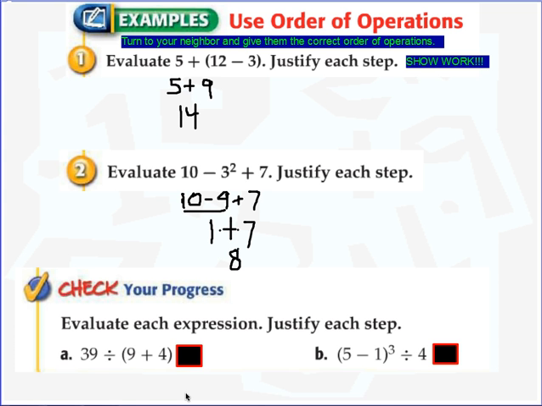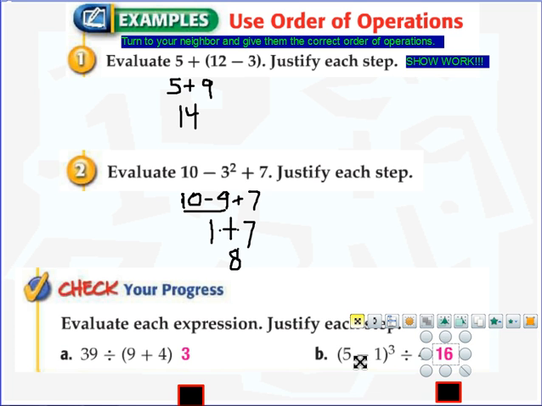How did I get it? Think about it for a minute, and how did I get it? If you did 9 plus 4 and got 13, that's correct. And then 39 minus 13 would be 3. Good job. Okay, the next one. Think about what I would have to do first. If you got 16, you are correct.